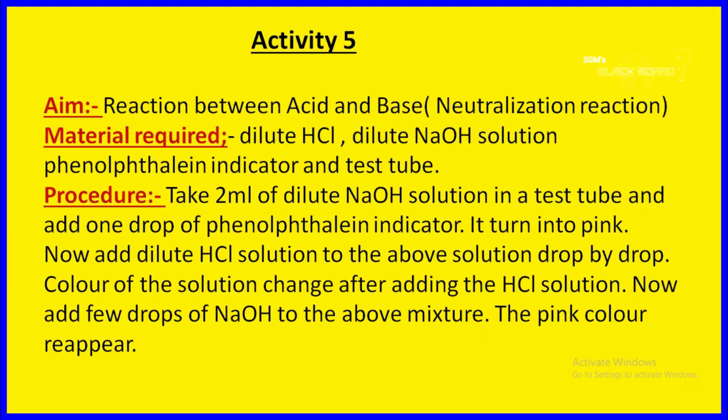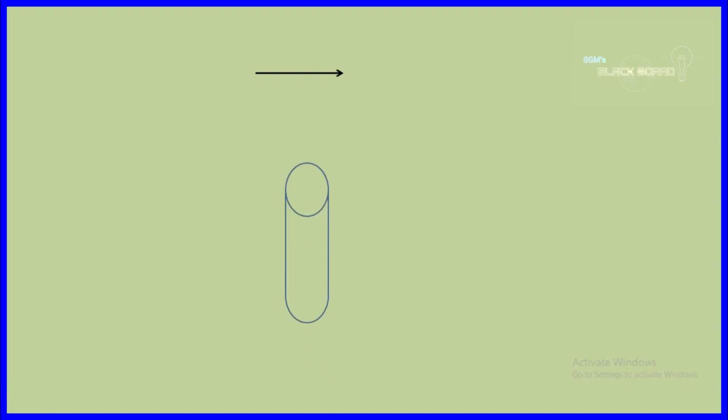The color of the solution changes after adding the HCl solution. Now add a few drops of sodium hydroxide to the above mixture. The pink color reappears. Just observe the reaction here. In the test tube, sodium hydroxide has been taken, and when phenolphthalein is added, it turns pink. Now we are adding this HCl drop by drop so that it loses its color.